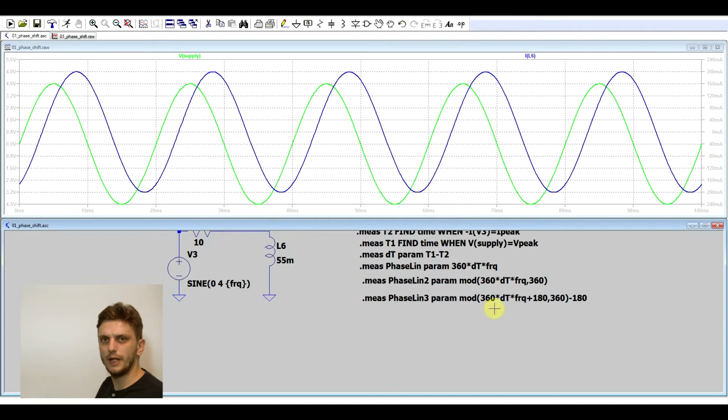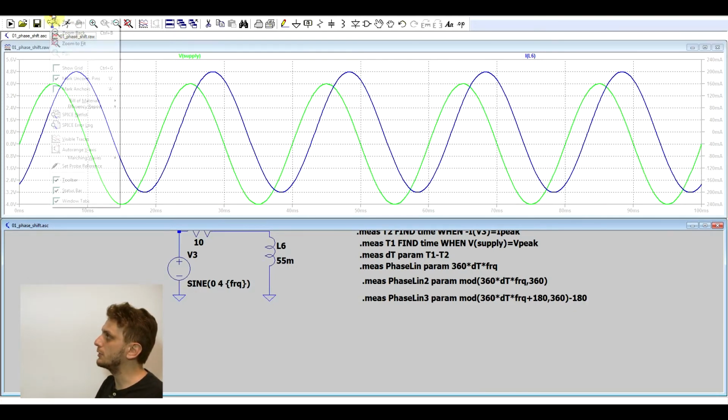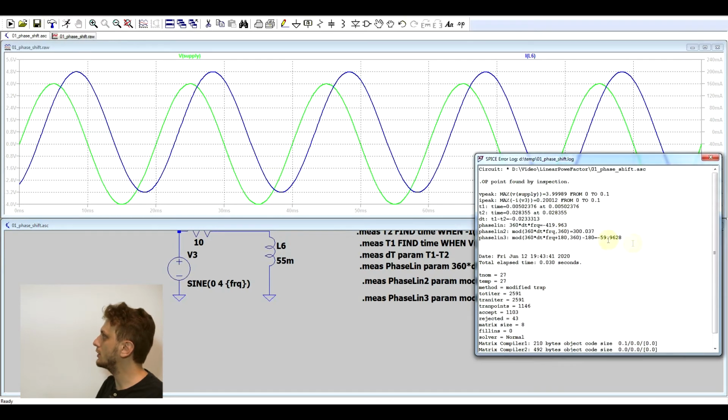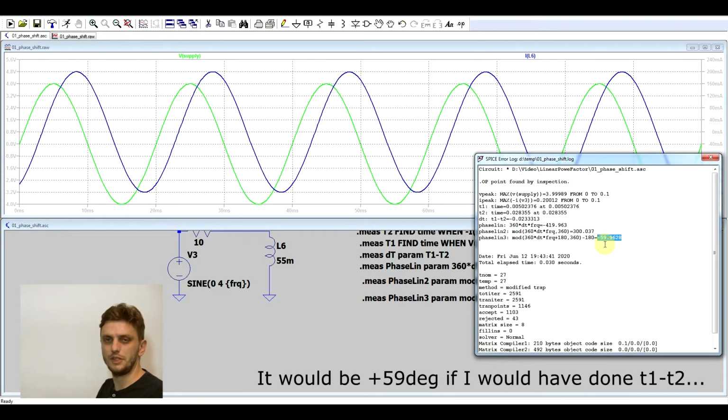So the final thing to add here is to take our value that we just measured, add 180 and then subtract 180, so that it's no longer centered around 180 but centered around 0. And by applying this modification, if we look at the error log again, we get a phase shift of minus 59.